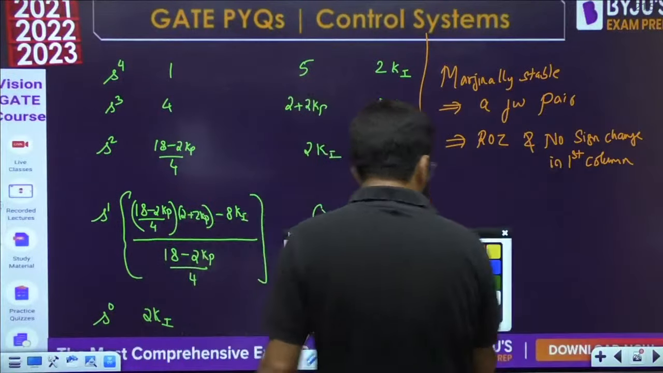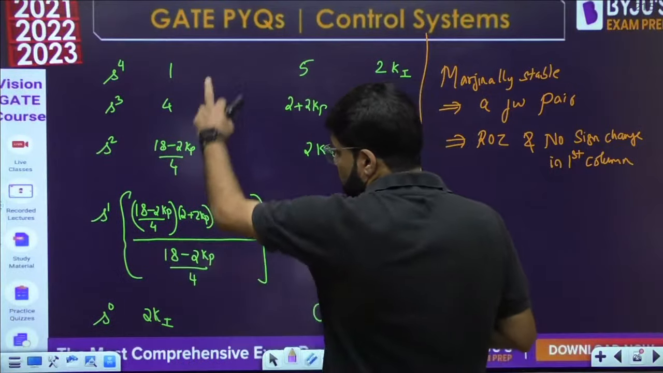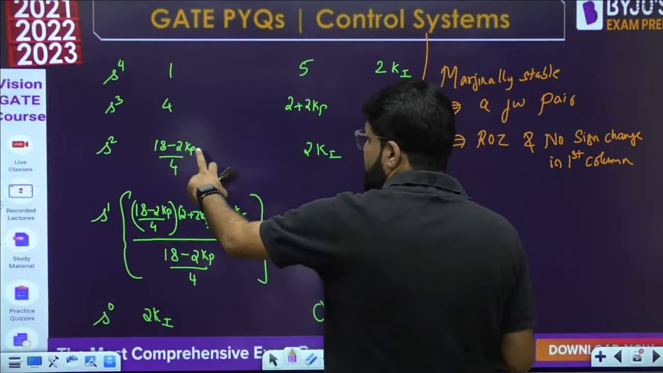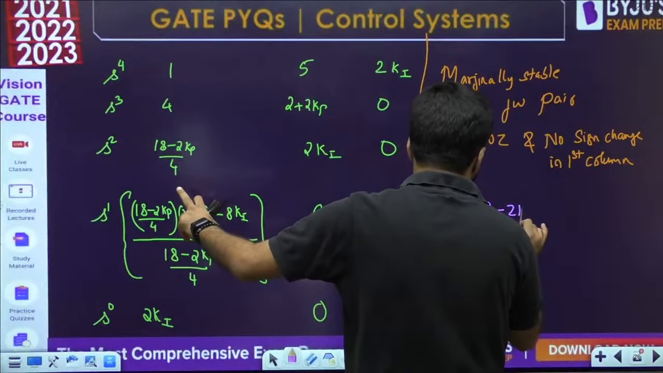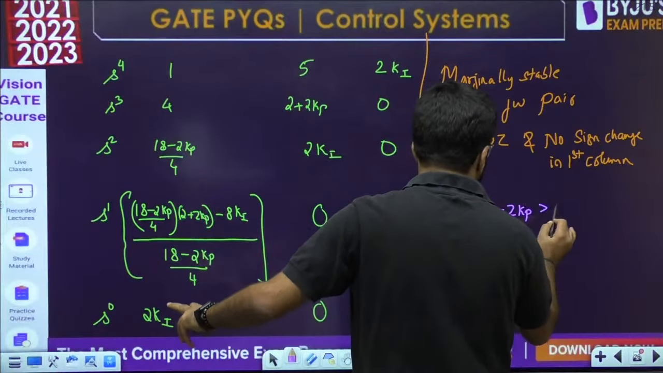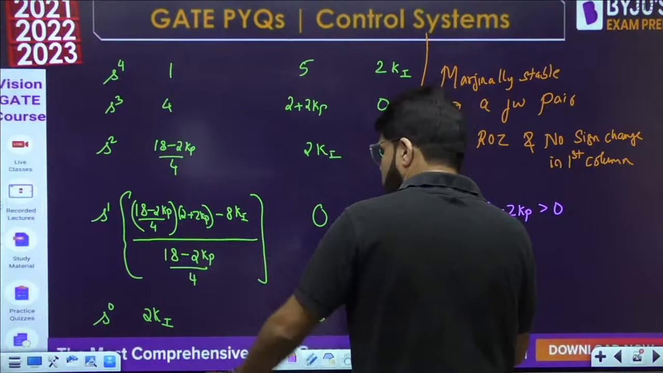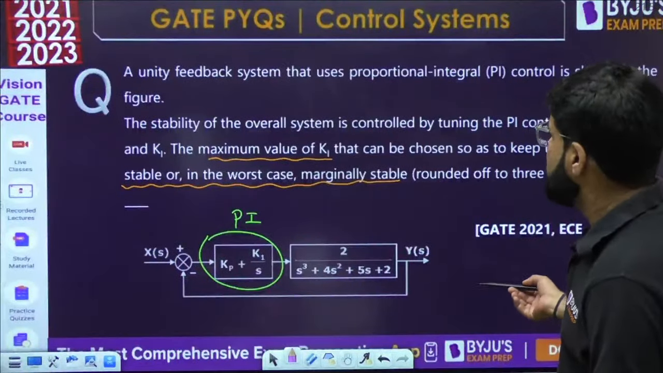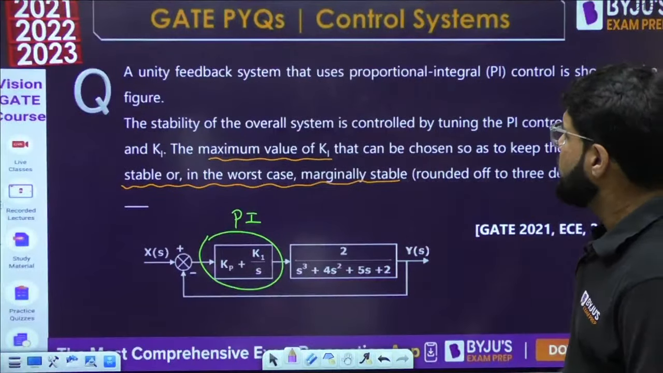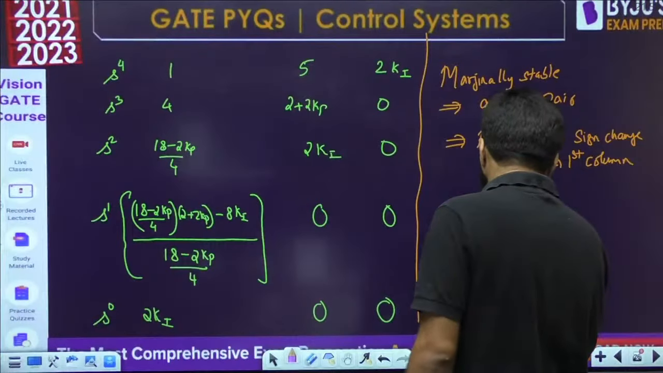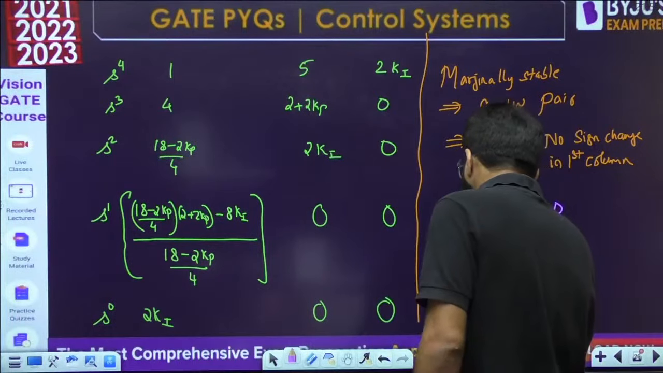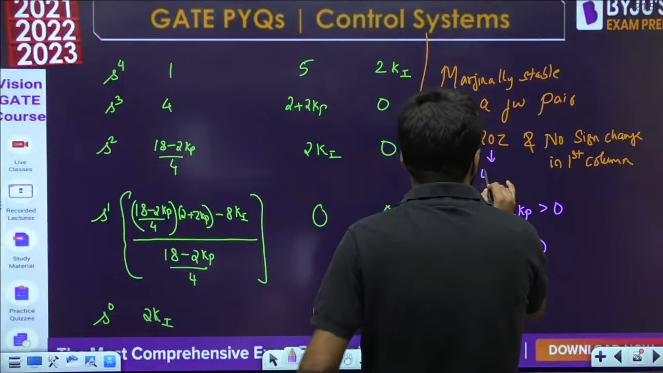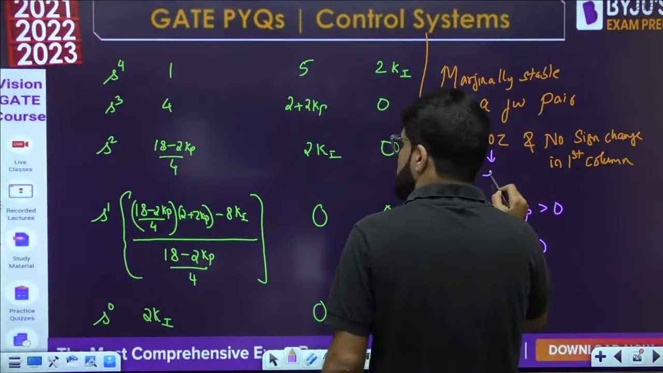So there are two conditions that you are going to solve from here. No sign change, so this is plus, this is plus. What we need is 18 minus 2Kp should be positive. Number two, 2Ki should be positive. Yeh toh anyways positive bola hai, by default it should be positive only, because they are the gain of the controllers. But still let me write it down for clarity: 2Ki is also positive. And the third important condition is, isko zero karenge. ROZ is only in the odd power row.